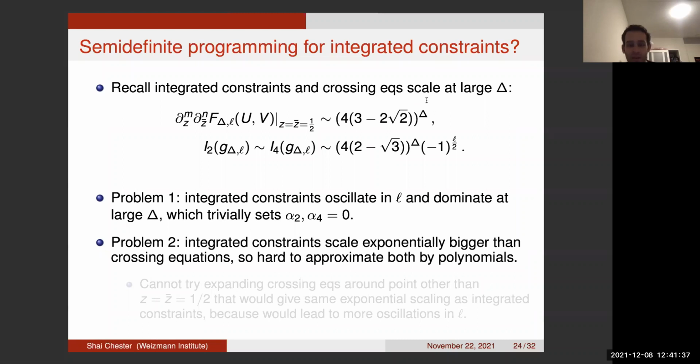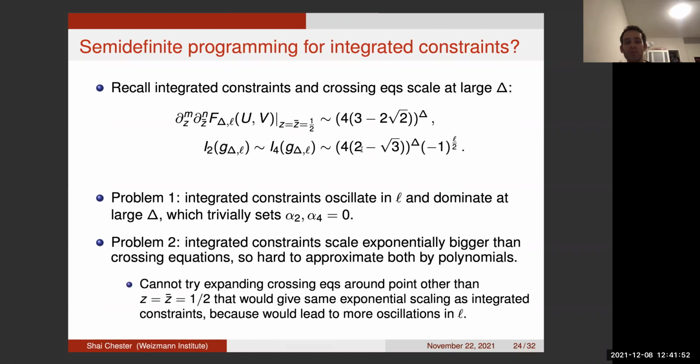The second problem, which is more serious, is that the integrated constraints scale exponentially bigger than the crossing equations. This is the more important problem, simply because you cannot approximate both by a polynomial since they have different exponential scaling. So you can't take off the same exponential for both. One naive thing you could try is expanding the crossing equations around some point other than the cross-symmetric point, such that you get the same exponential scaling. But if you do that, then the crossing equations would start oscillating in spin, and then you would have the usual problem of oscillations in spin. So life would be even worse. You don't want to expand around something other than the cross-symmetric point, because that's going to make things worse for you.